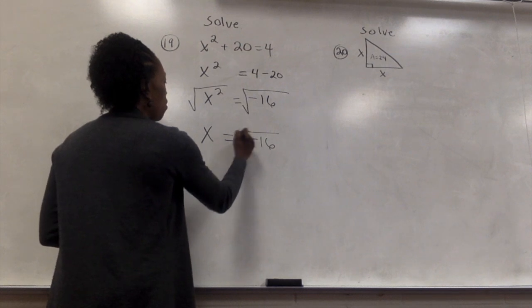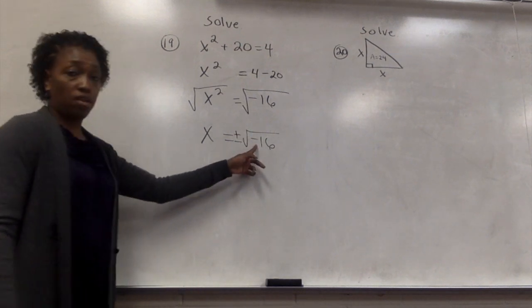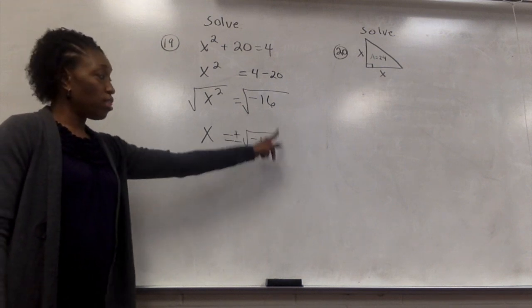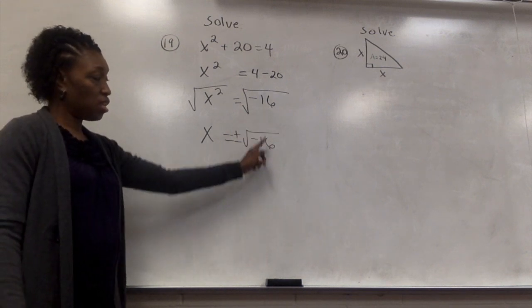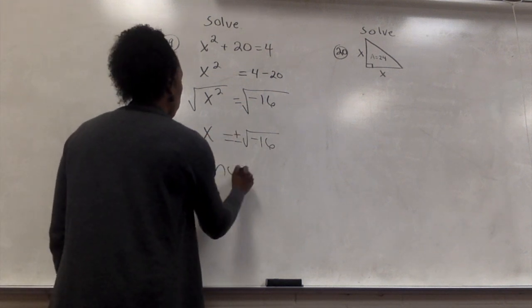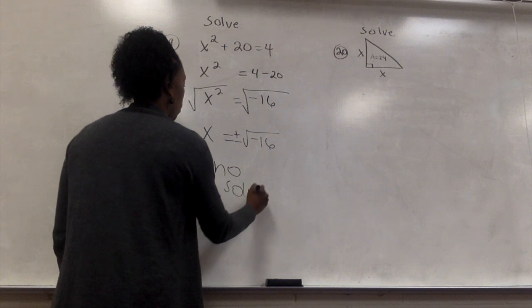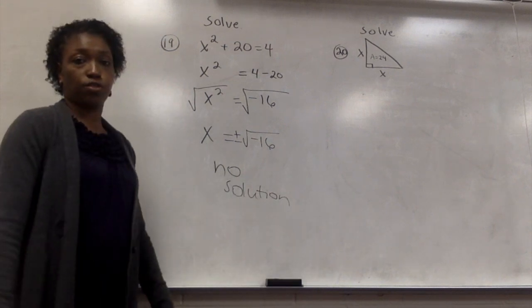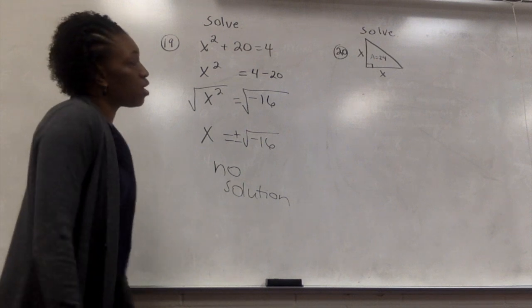And we know here that you can never have a negative under a radical. So at this point here, I see that there's a negative under the radical. So I know there is no solution for this problem. No solution. All right, let's look at the next problem.